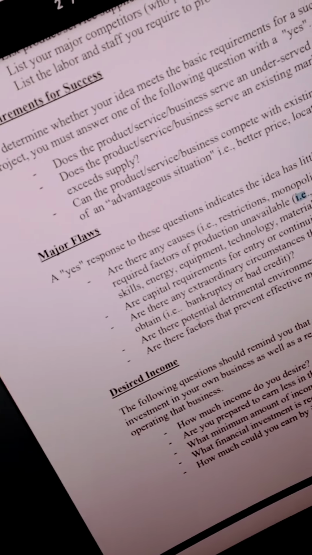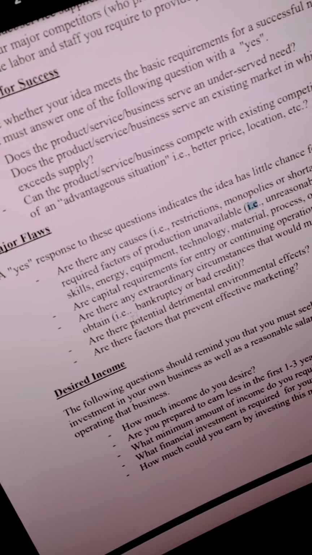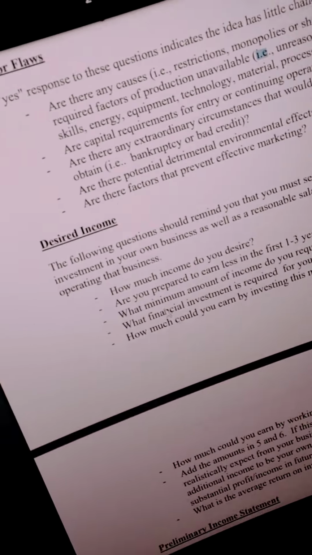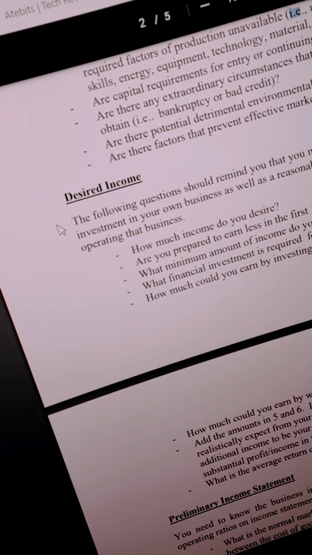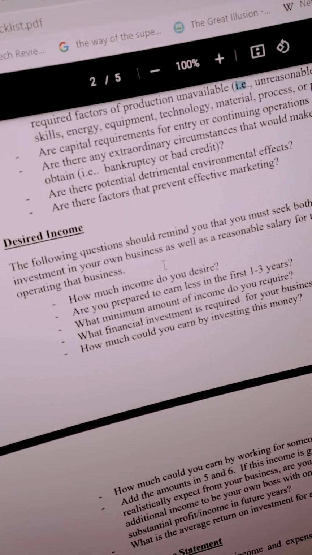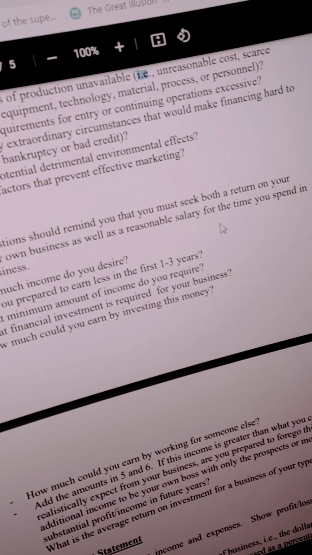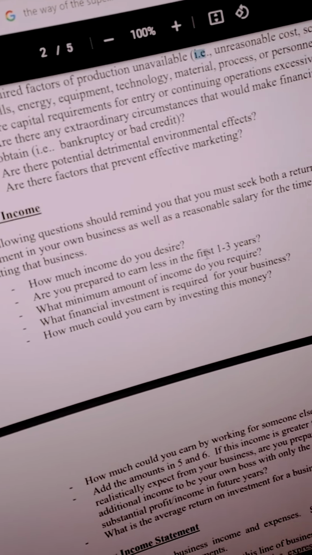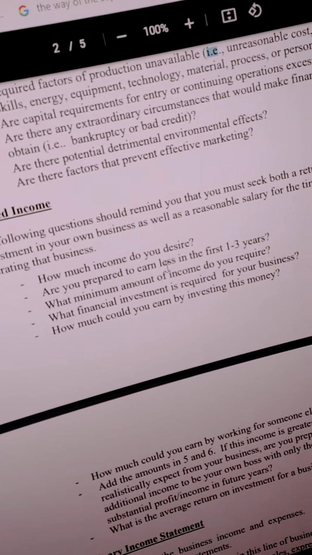Are there potential detrimental environmental effects? I already said that. Are there factors that prevent effective marketing? I said that too. Desired income. This one right here is important. The following question should remind you that you must seek both a return on your investment in your own business as well as a reasonable salary for the time you spend operating that business. How much income do you desire? Are you prepared to earn less in the first 1 to 3 years?